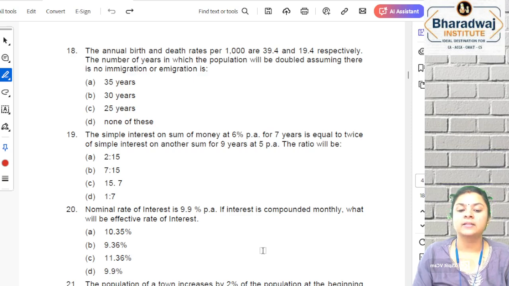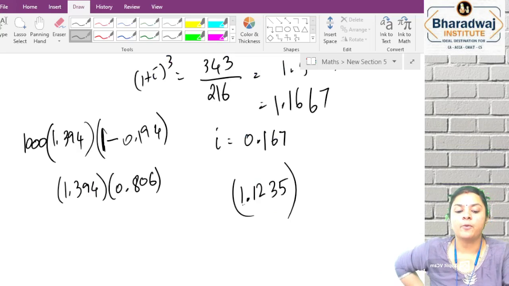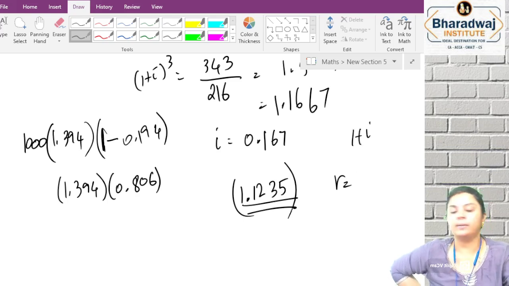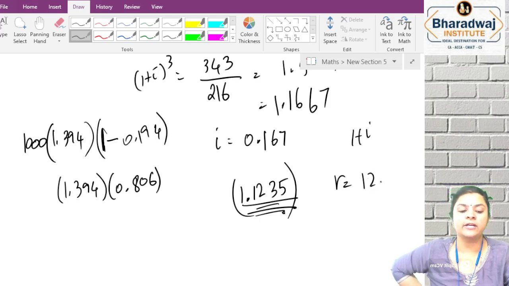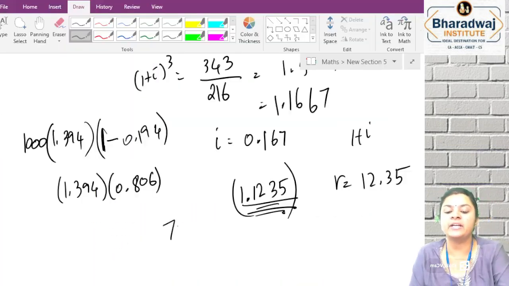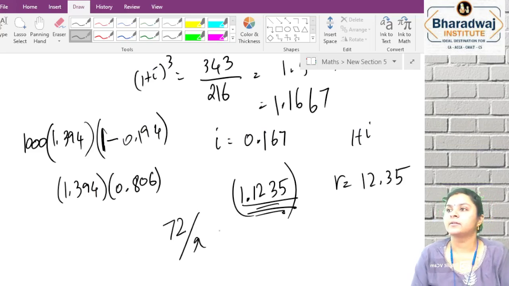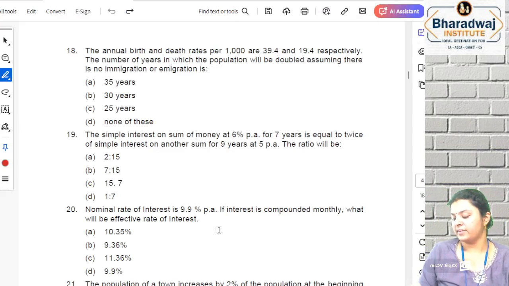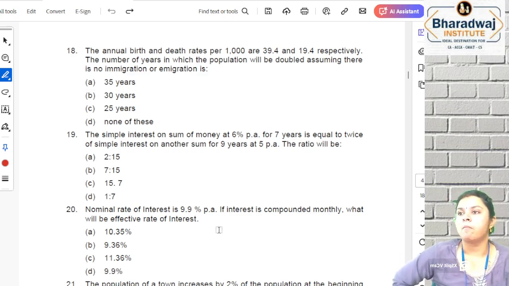And now they are asking the number of years in which it will be doubled. So 0.1235, what is the rate here? In the rate formula we do 1 plus I, so 1 plus I is 1.1235. So can I call the rate approximately 12.35? 0.1235 is the rate, so into 100 it is 12.35. Now you can use the rule of doubling. For doubling, I told you the shortcut formula is 72 divided by rate. So do 72 divided by 12.35. 5.82. None of these.